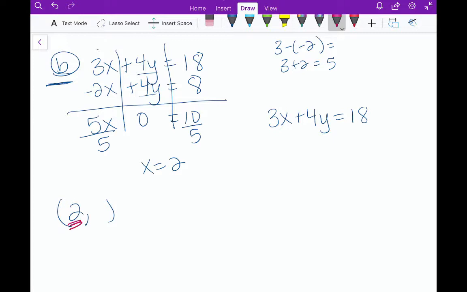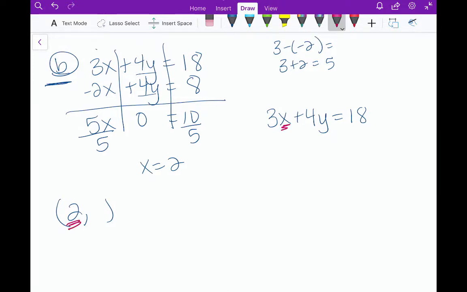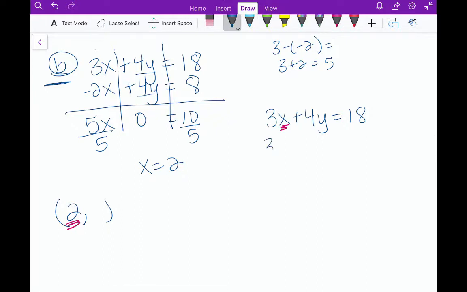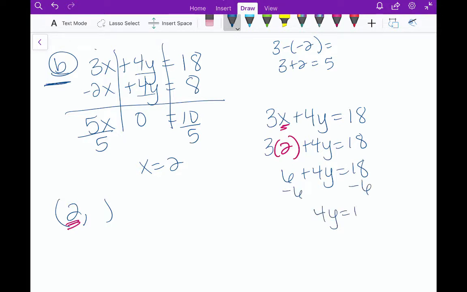I'm going to plug in this 2 here. So 3 times 2 plus 4y equals 18. That's 6 plus 4y equals 18. Minus 6 on both sides. 4y equals 12. Divide by 4. y equals 3. So the solution is 2, 3.